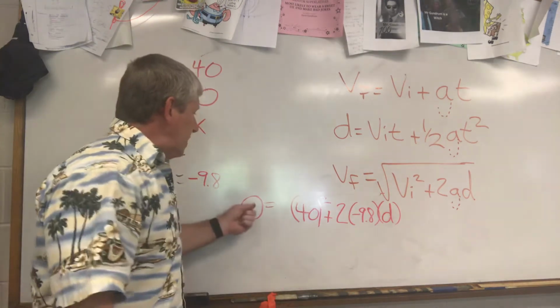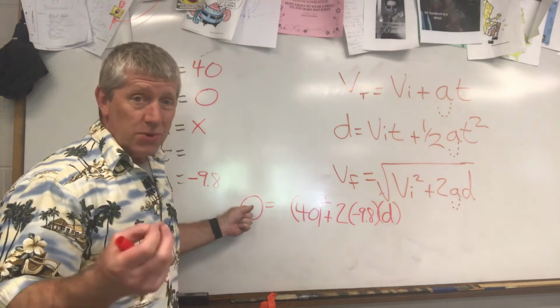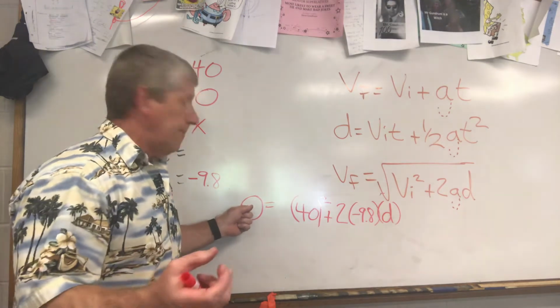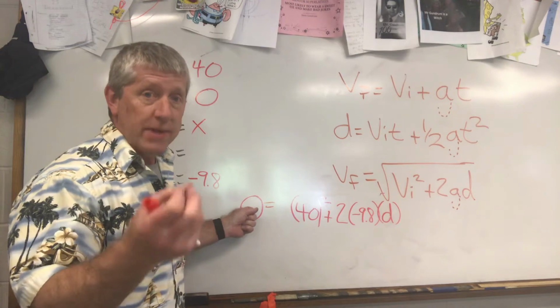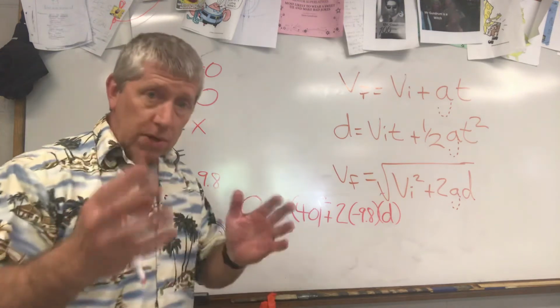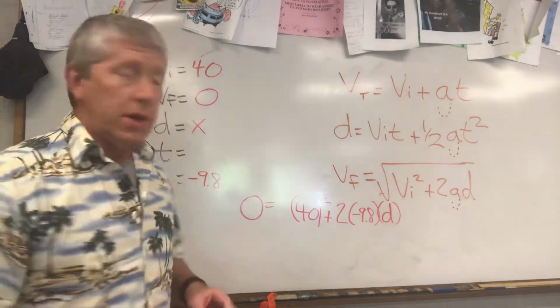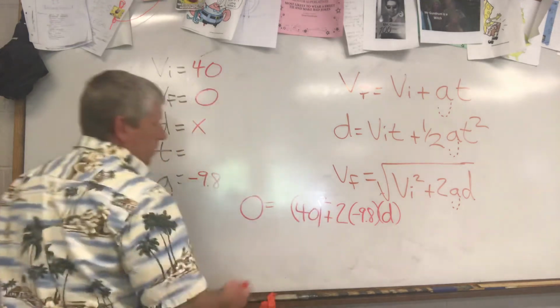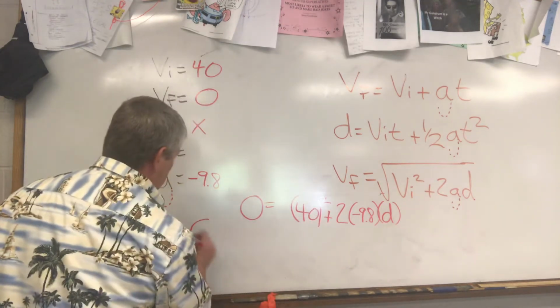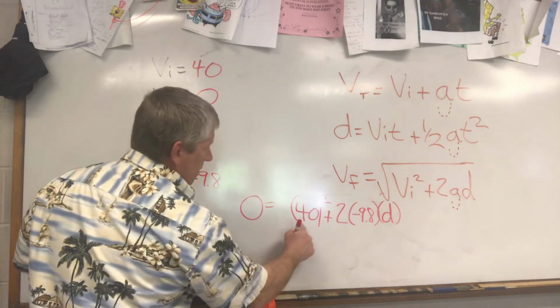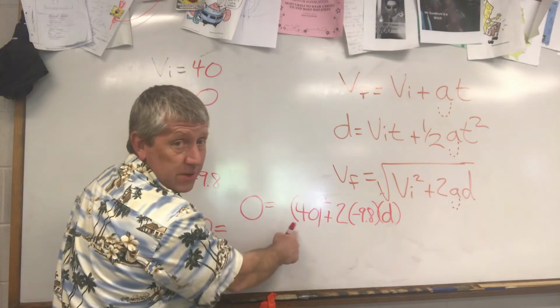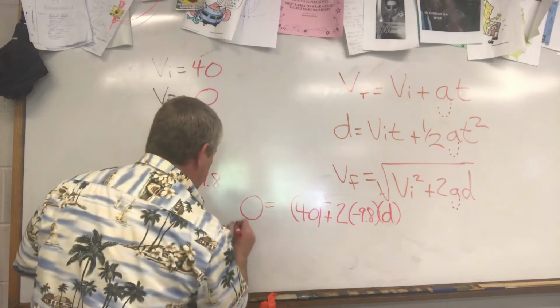Square both sides. Now if this were not 0, let's say maybe it was 20 or something, then of course we would have to square that, and 20 times 20, we get 400. But 0, so it stays 0 when we square it. Okay, keep going. Do the math. Now, 0 equals square 4, 16, add a couple zeros. That's going to be 1,600.